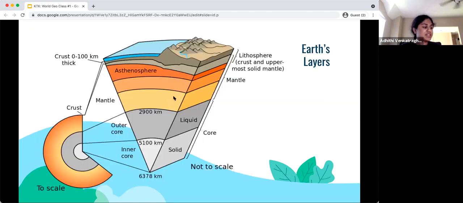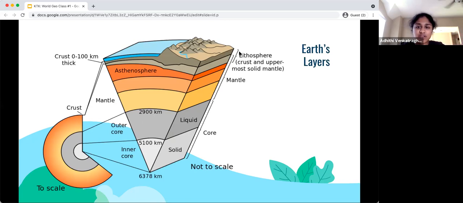Now for Earth's layers. Earth's layers are also very important in understanding the Earth's landforms. So here's a quick diagram of the Earth's layers that I encourage you to look at. Just take a look at it for a couple minutes. You can see here that this section is to scale, this section is not to scale. And we know that there are a few main layers of the Earth. So there's the inner core, the outer core, the mantle, and the crust.